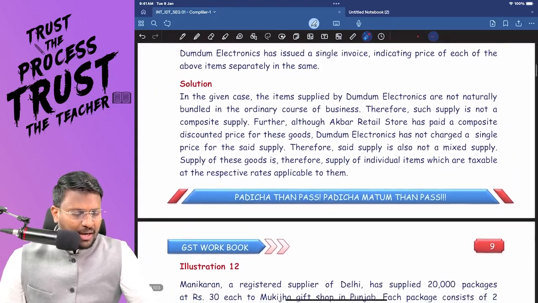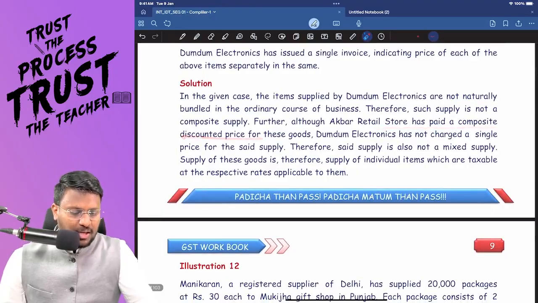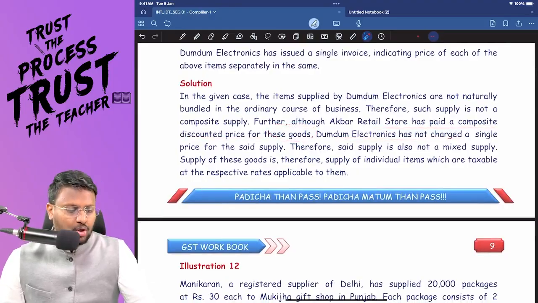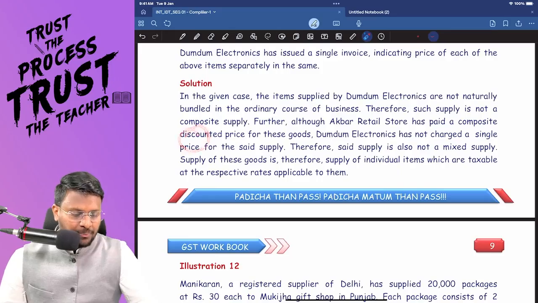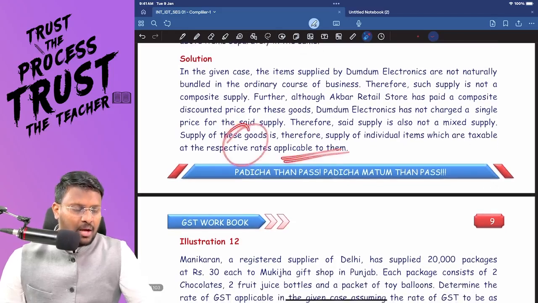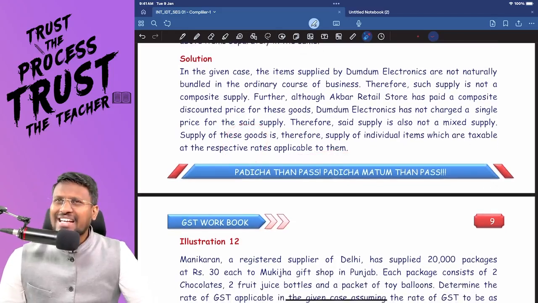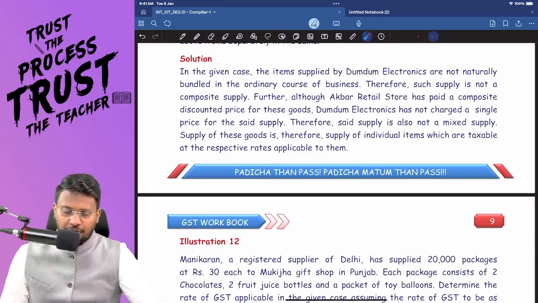Further, although Akbar retail store has paid a composite discount price for these goods, Dum Electronics has not charged a single price. Therefore, said supply is also not a mixed supply. Supply of these goods is therefore supply of each item, which are taxable at the rate applicable to them. That means the highest rate of tax as per section 8 of the CGST Act will not be applicable, because this is not a composite supply and this is not a mixed supply. Are you comfortable, sir?